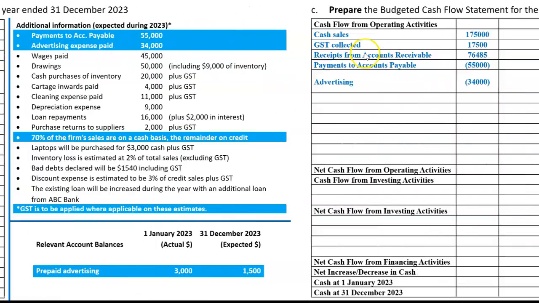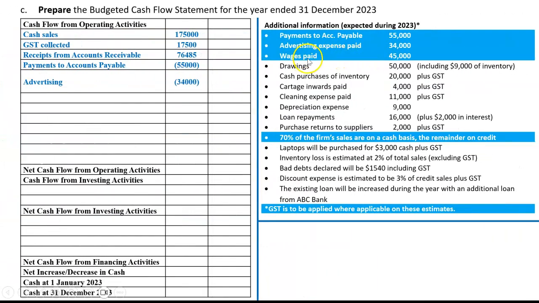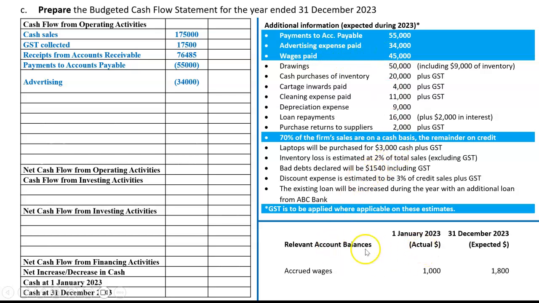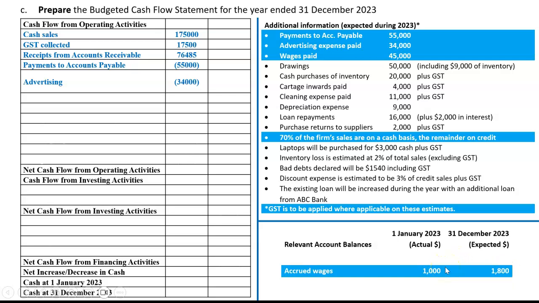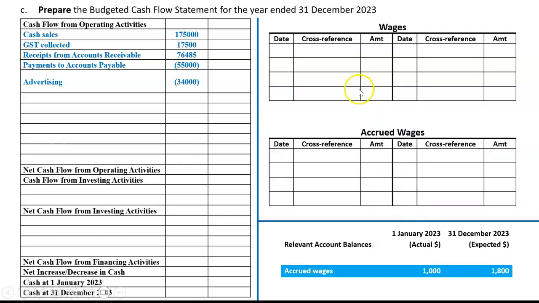All right, next one. Wages paid here, 45,000. But again, there was something about that in the relevant account balances. It said accrued wages were 1,000. And then there was 1,800 at the end. So what we actually did in the previous question, we had to reconstruct the wages ledger. What was the point of that? Well, it was actually so we could answer this question. So what we did, we actually had to do this ledger on the top. We didn't need to do this ledger here on the bottom called accrued wages. We just did it because it helped us sort of do the wages ledger.